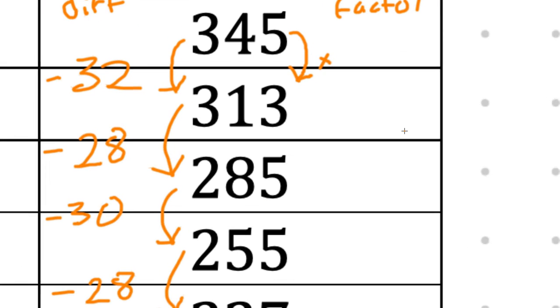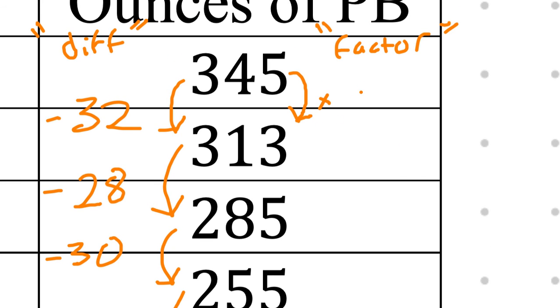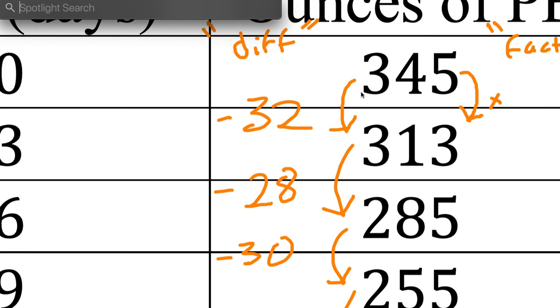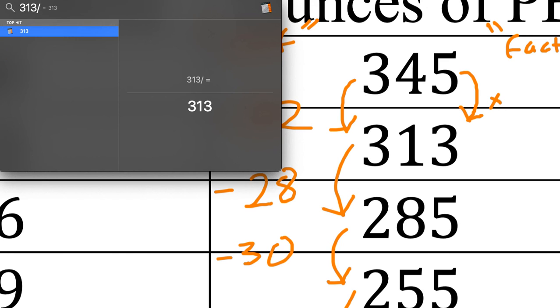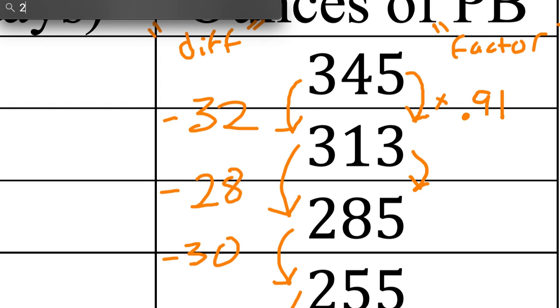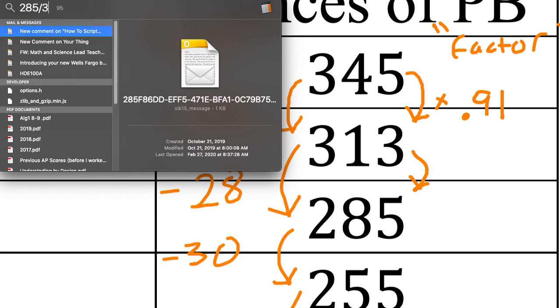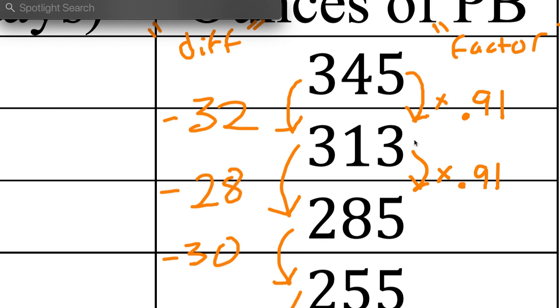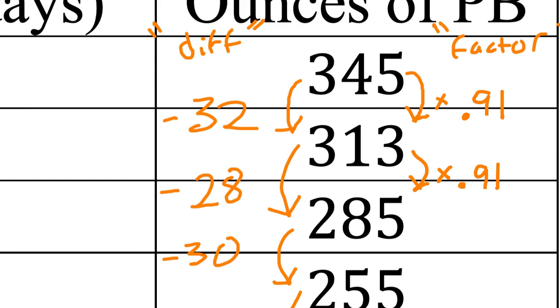Okay, so let's go ahead and find these. How do I find the factor? What do I do on my calculator? Maybe 313 divided by 345. There it is, and I get about 0.91. All right, and I'll do these really quickly to get through this. So this is 285 divided by 313. That's 0.91 again.